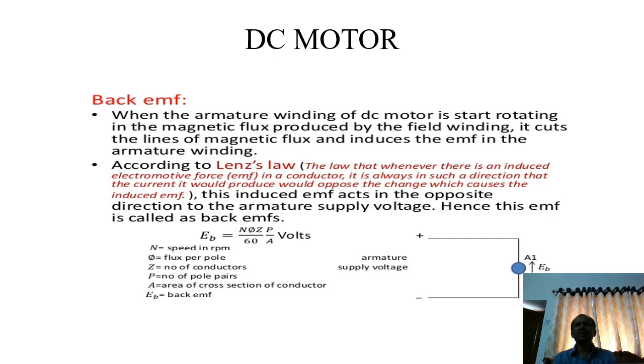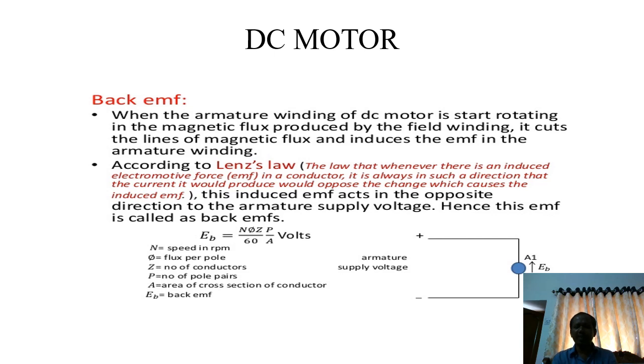So north and south poles have the magnetic field, and there is an armature placed in between. When the armature rotates, it cuts the flux, and with the rate of change of flux with respect to time, an EMF is induced in the conductor. This is EB. So here I can define the back induced EMF.